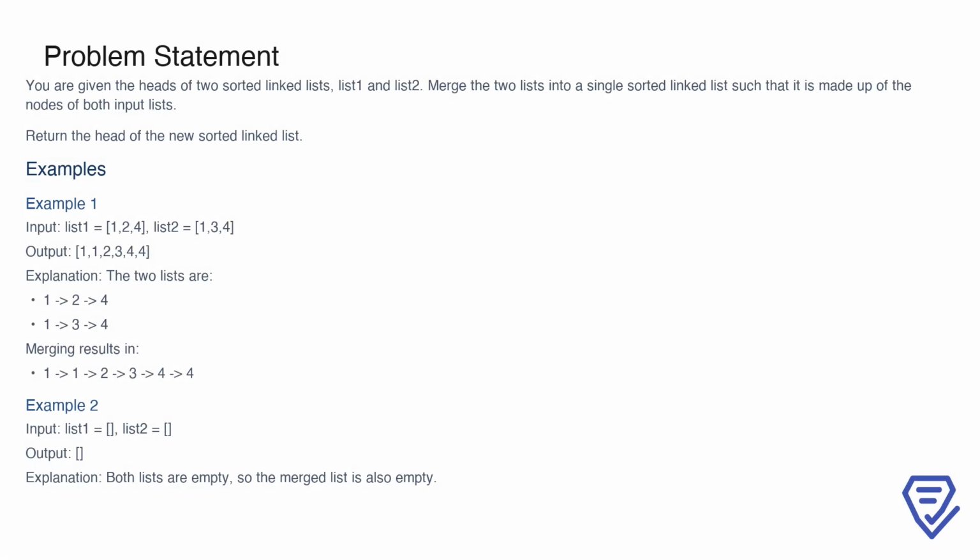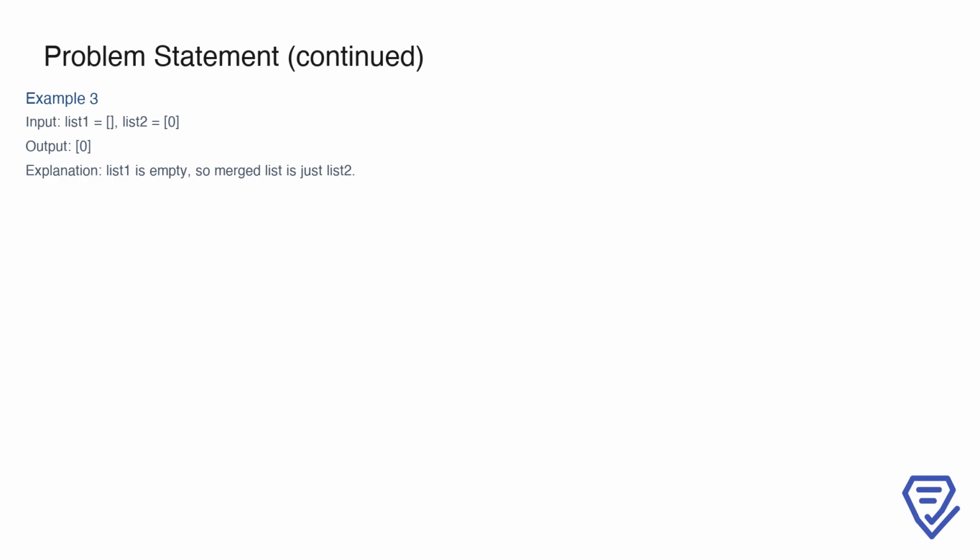Let's thoroughly review the problem statement for LeetCode problem number 21, Merge Two Sorted Lists. You are to combine two given sorted linked lists, called list1 and list2, into a new sorted linked list. The merged list should maintain the sorted order and be composed of nodes taken from both provided lists. Let us walk through all examples provided.